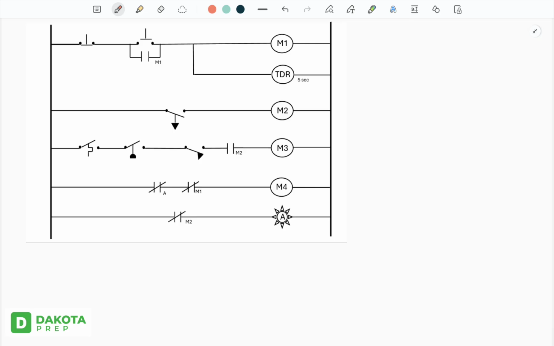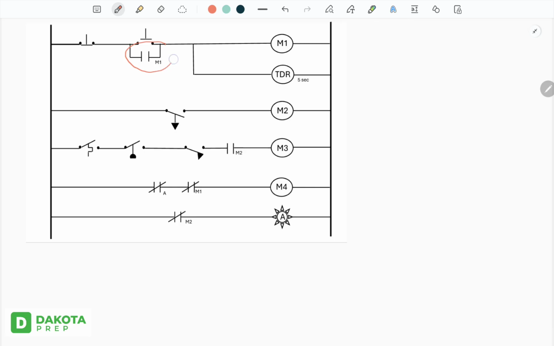So right off the bat, let's just go through our components. Most of these, hopefully you know, this is a normally closed button, normally open button. Over here, we have our outputs or the things that we want to happen. So this is our motor 1 relay, time delay relay, motor 2 relay, motor 3 relay, motor 4 relay, and then down here, I've got a lovely little light. The A stands for amber. Now, we've got a couple of other things here as well.